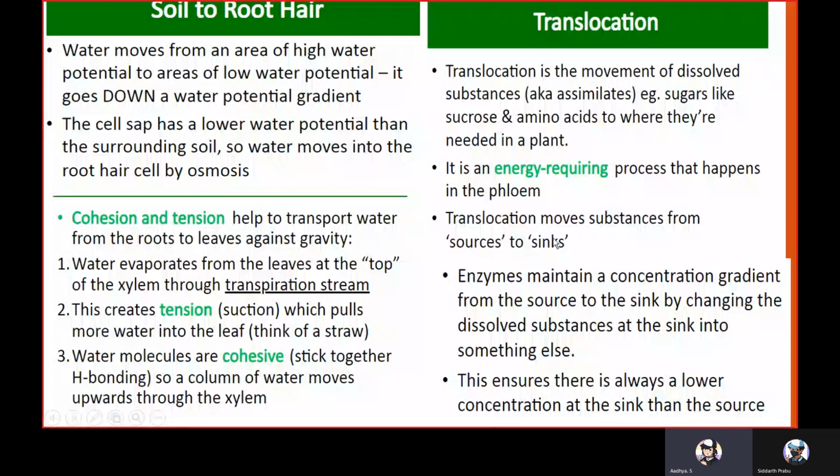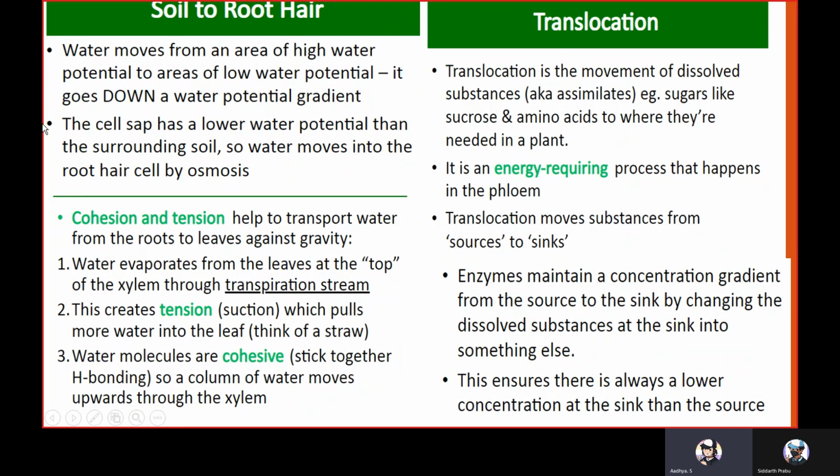Soil to root hair. Water moves from an area of high water potential to areas of low water potential. It goes down a water potential gradient. The cell sap has a lower water potential than the surrounding soil, so water moves into the root hair cell by osmosis.